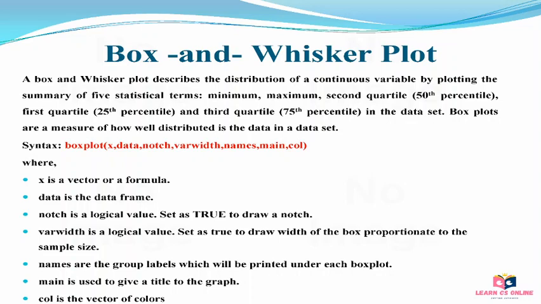Next is the box and whisker plot. A box and whisker plot describes the distribution of a continuous variable by plotting the summary of 5 statistical terms: minimum, maximum, second quartile, first quartile and third quartile in the data set. Box plots are a measure of how well distributed the data is in the data set.